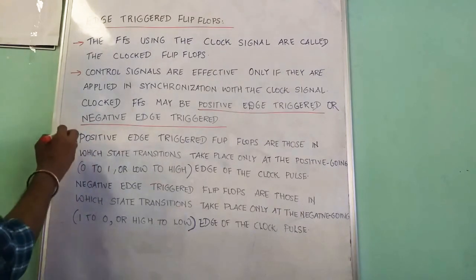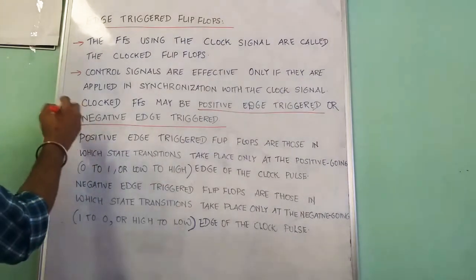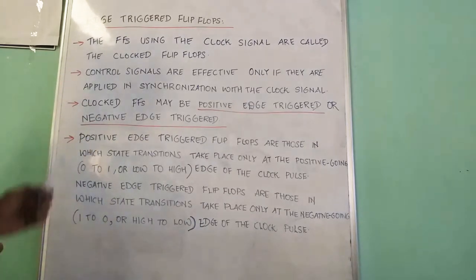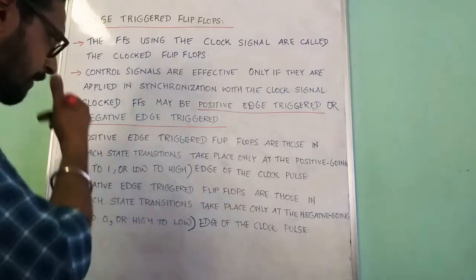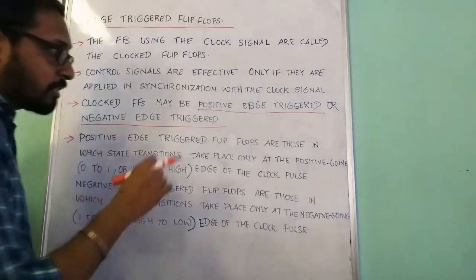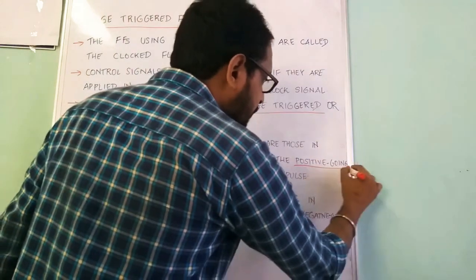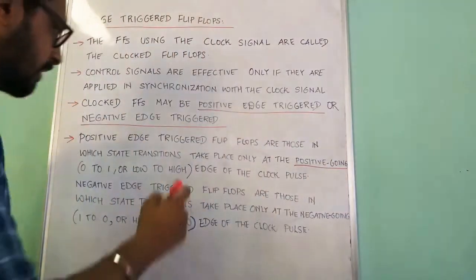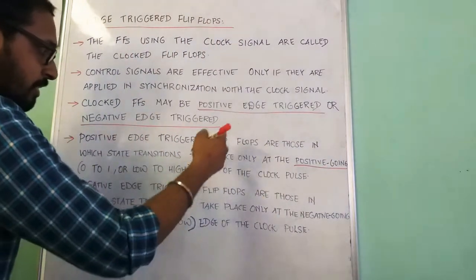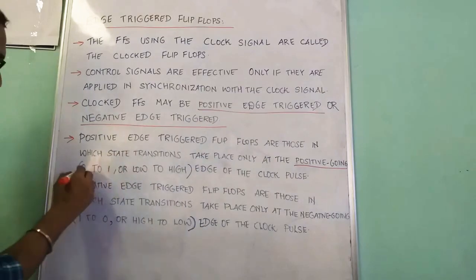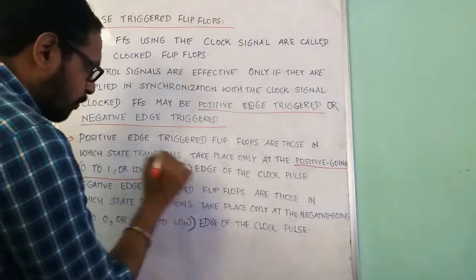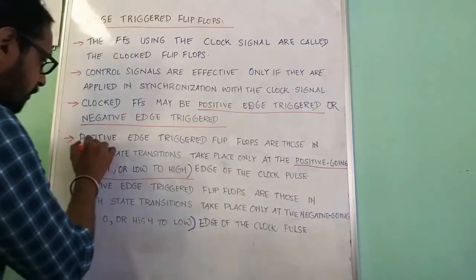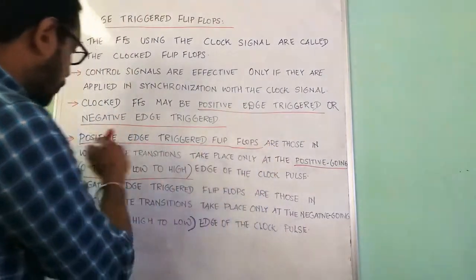Next one is positive edge triggered flip flops. They are those in which the transitions take place only at the positive going. Positive going means from a lower level to a higher level. That is, the state transition takes place only at the positive going, that is 0 to 1 or low to high edge of the clock pulse. This is about the positive edge triggered flip flop.